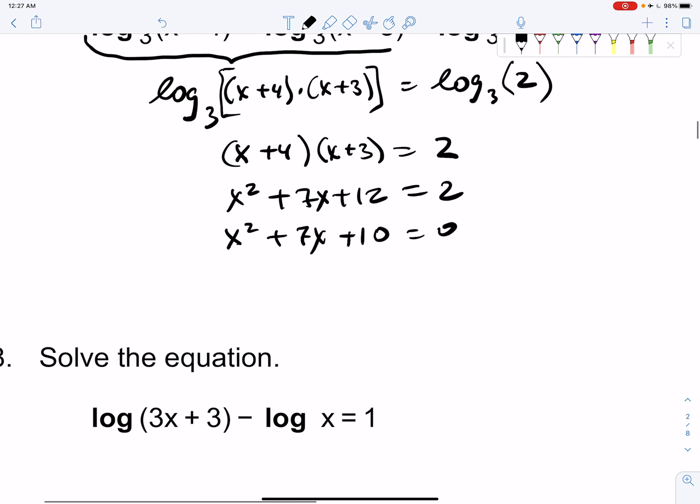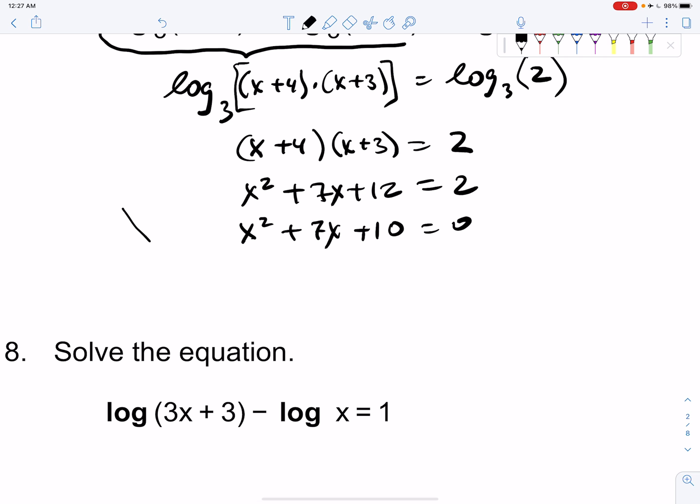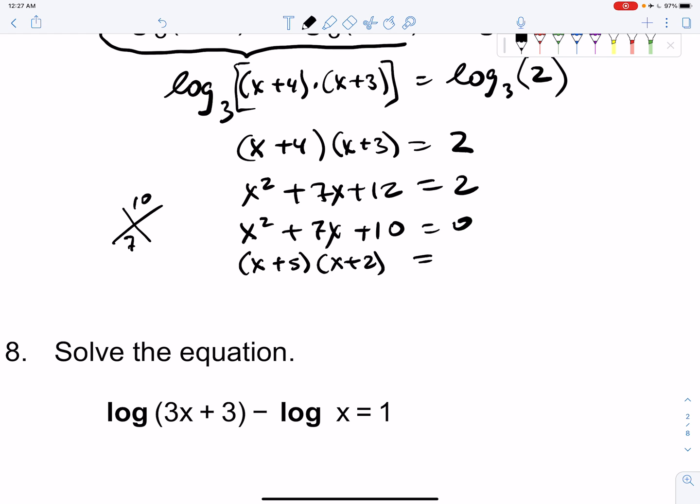What multiplies to 10 and adds to 7? Well, I'm thinking that's probably going to be x plus 5 times x plus 2, because 5 times 2 is 10 and 5 plus 2 is 7. Set each factor equal to 0, and that's going to give us x equals negative 5, and set the second factor equals 0, and that gives us x equals negative 2.